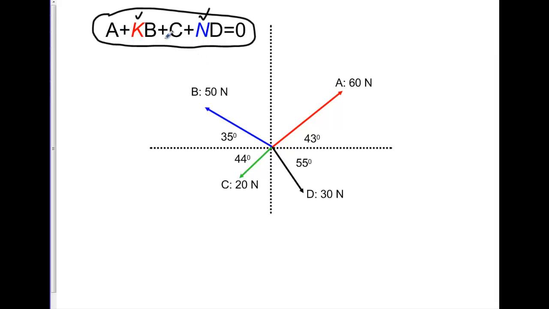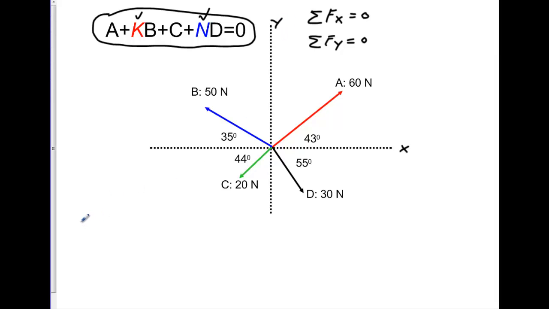I'm going to work through how to solve this problem. We're going to determine what the value of K is and what the value of N is. Now, since the summation is going to be 0, we can immediately say that if I sum or add all the forces in the x direction, they must equal 0. And if we sum all the forces in the y direction, they must also equal 0. This being our x, and this being our y direction.